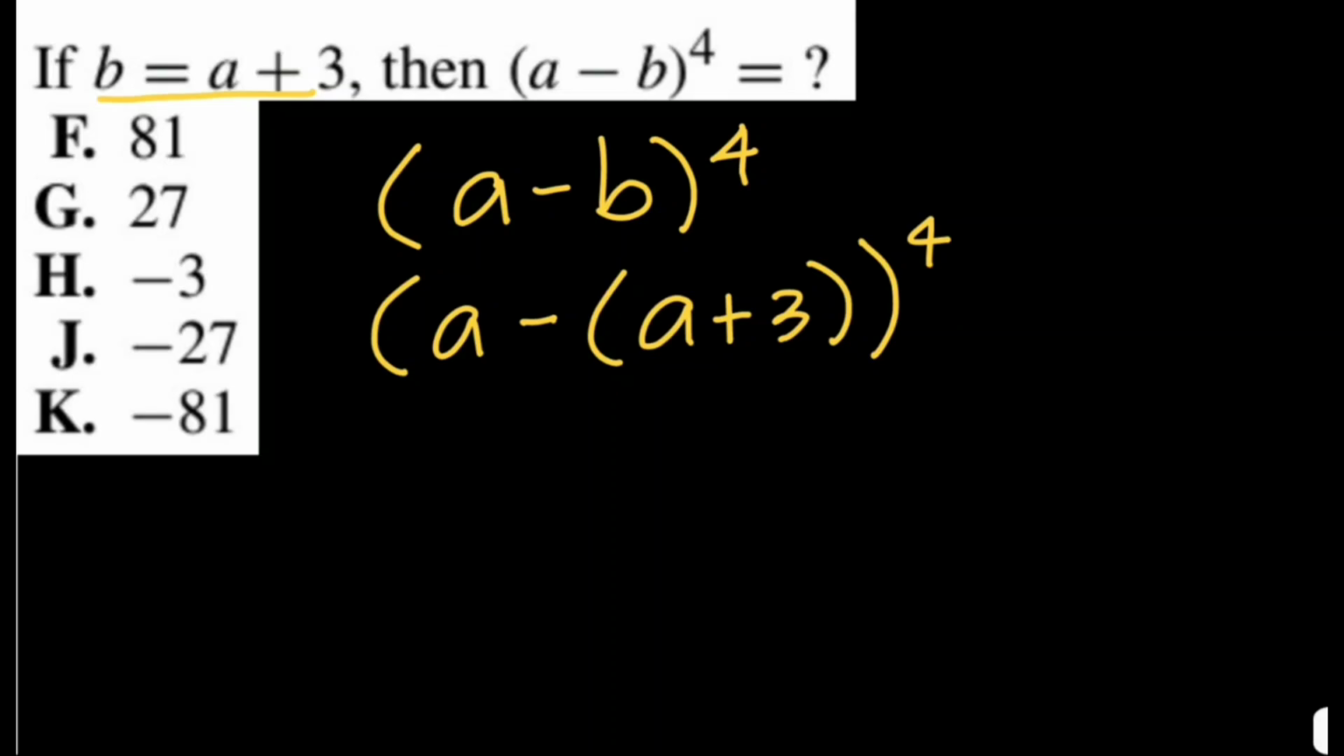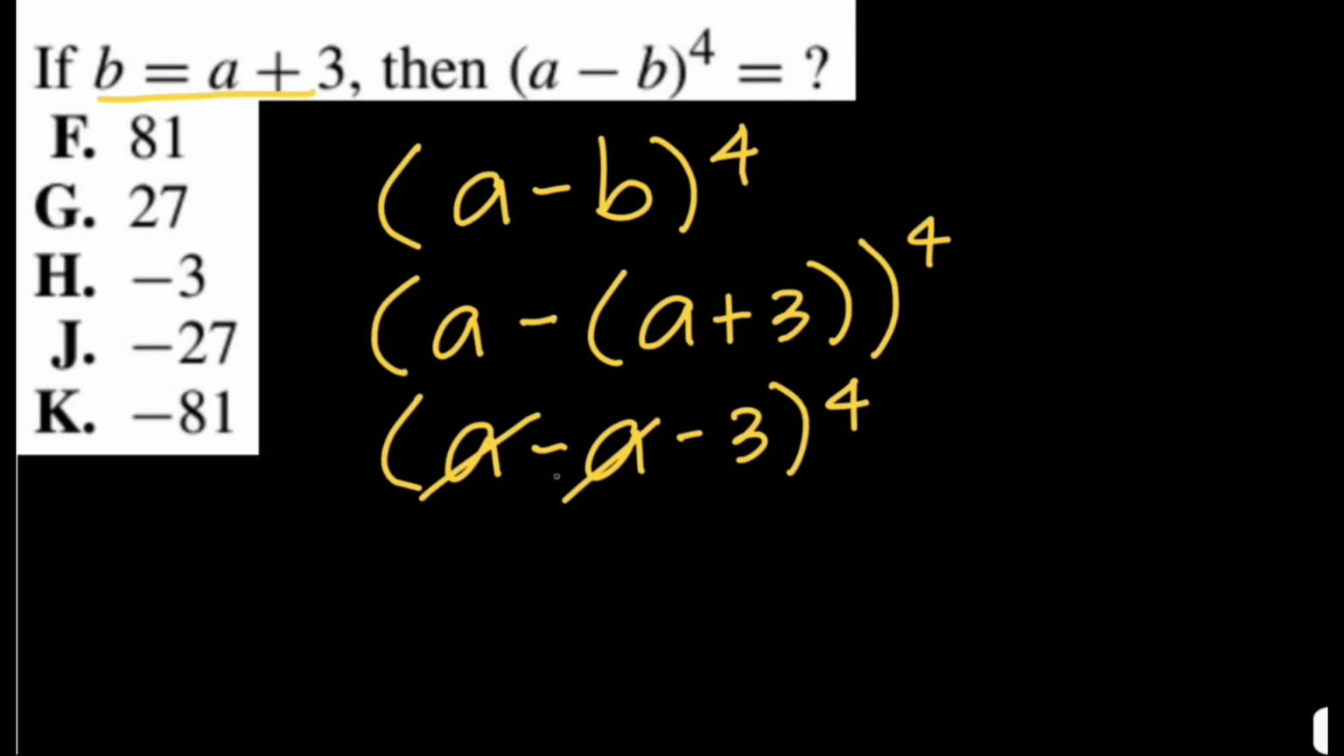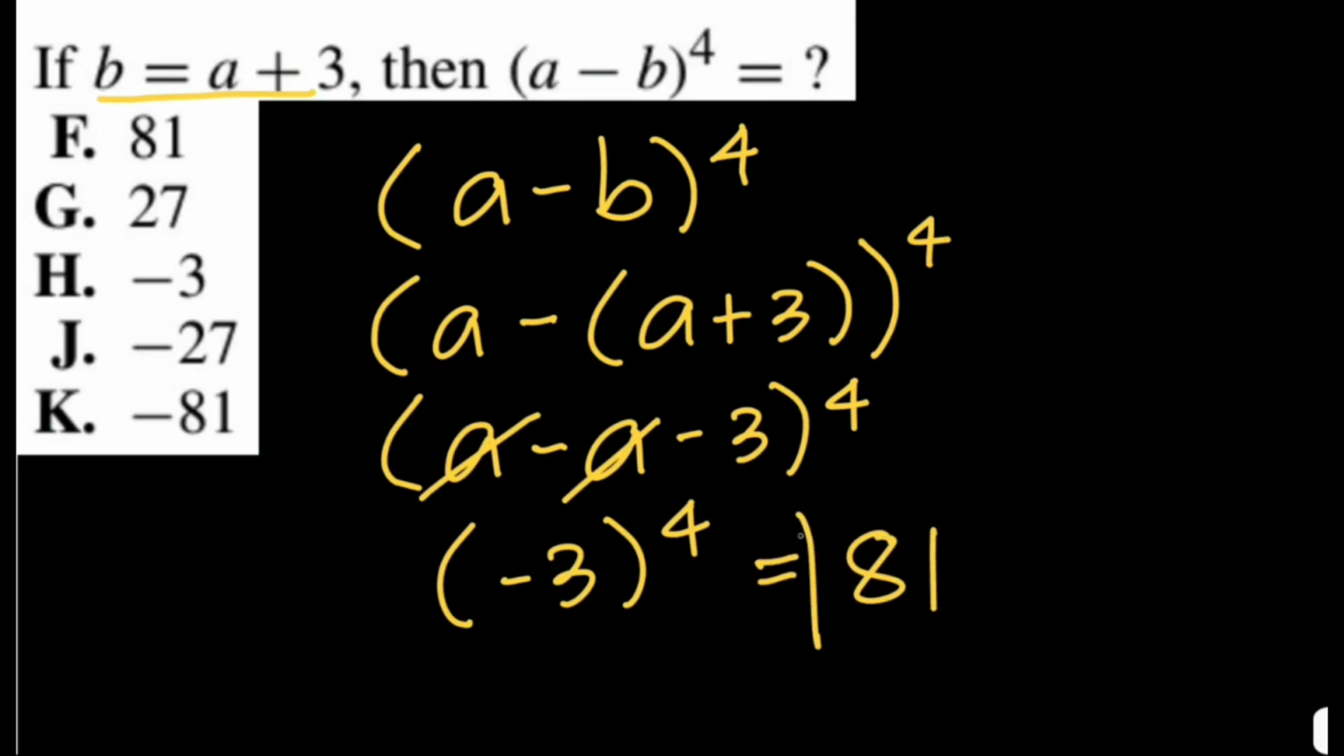And then we simplify the expression inside the parentheses. This would become a minus a minus 3 to the fourth. Then a minus a is just 0. It cancels out, and then we're left with negative 3 to the fourth. Negative 3 to the fourth is negative 3 times negative 3 times negative 3 times negative 3. And that is just equal to 81. So the answer here is letter F.